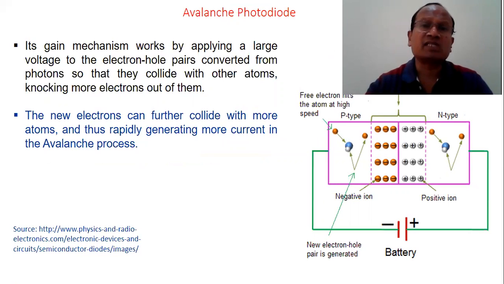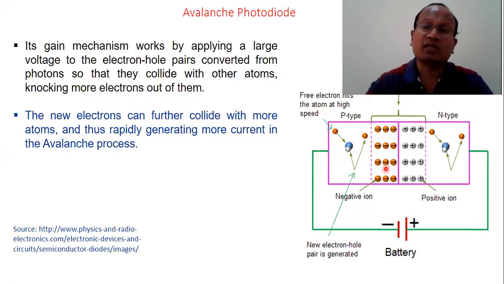Then comes the avalanche photodiode. Avalanche is actually a process which is used to emit a larger number of carriers. It is a mechanism in which, by applying a large voltage, a large number of electron hole pairs that are converted from photons collide with the atoms, knocking more electrons out of them.